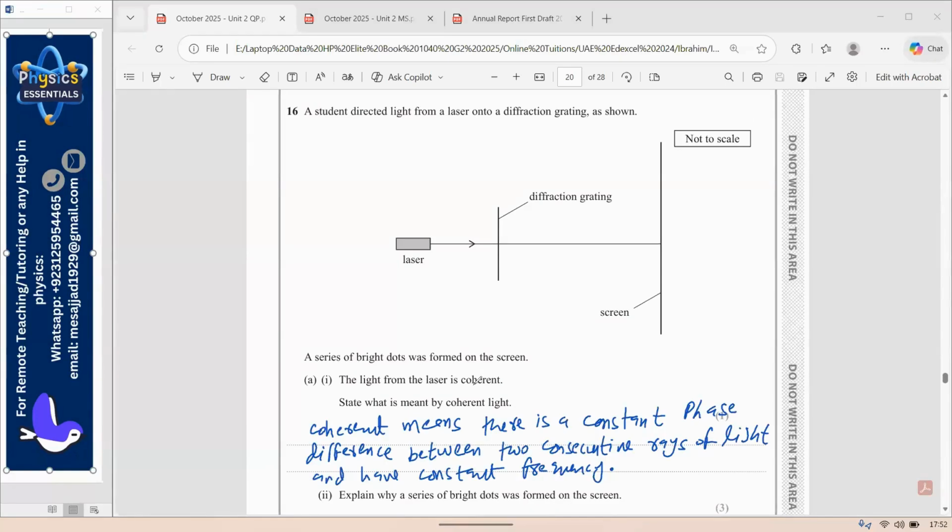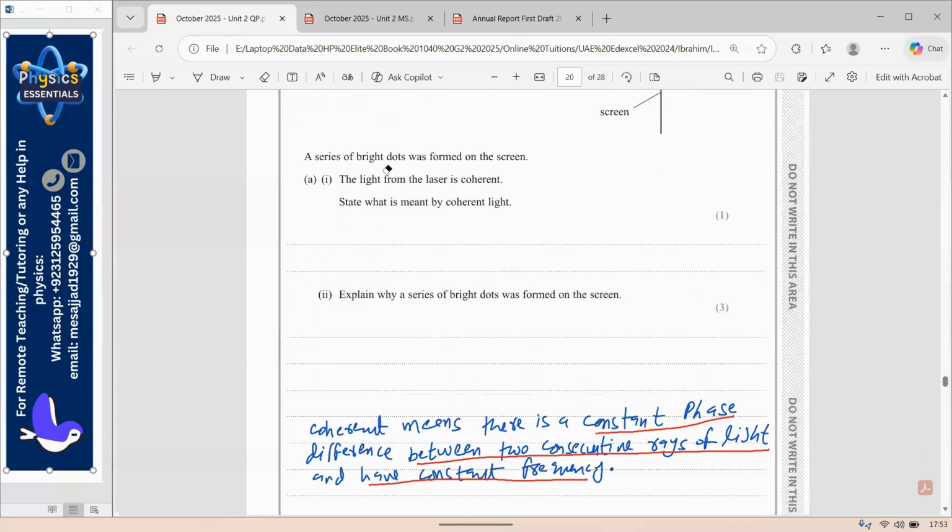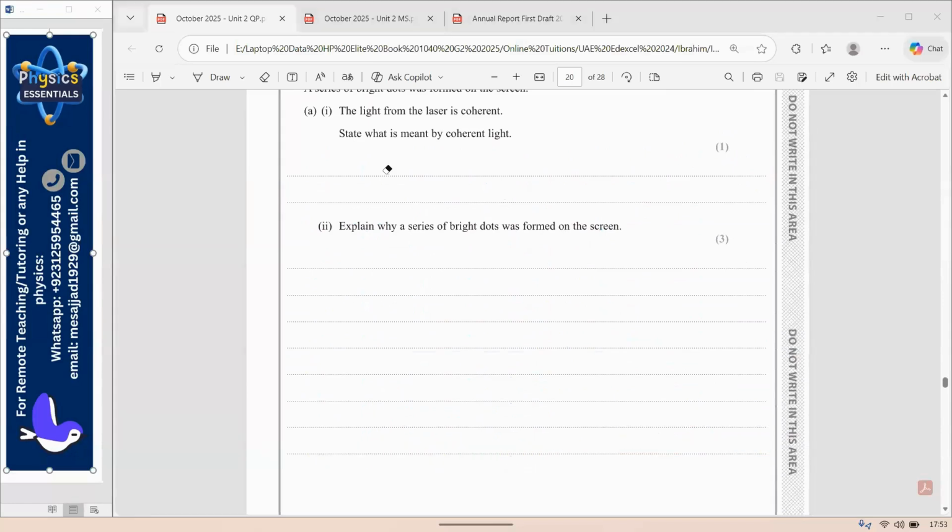So remember that coherent means there is a constant phase difference between the two consecutive rays of light, and a constant frequency as well. So two rays in a laser will both have a constant phase difference. However, the frequency will remain constant. If these two conditions are satisfied, we say that the light is coherent. Explain why a series of bright dots was formed on the screen.